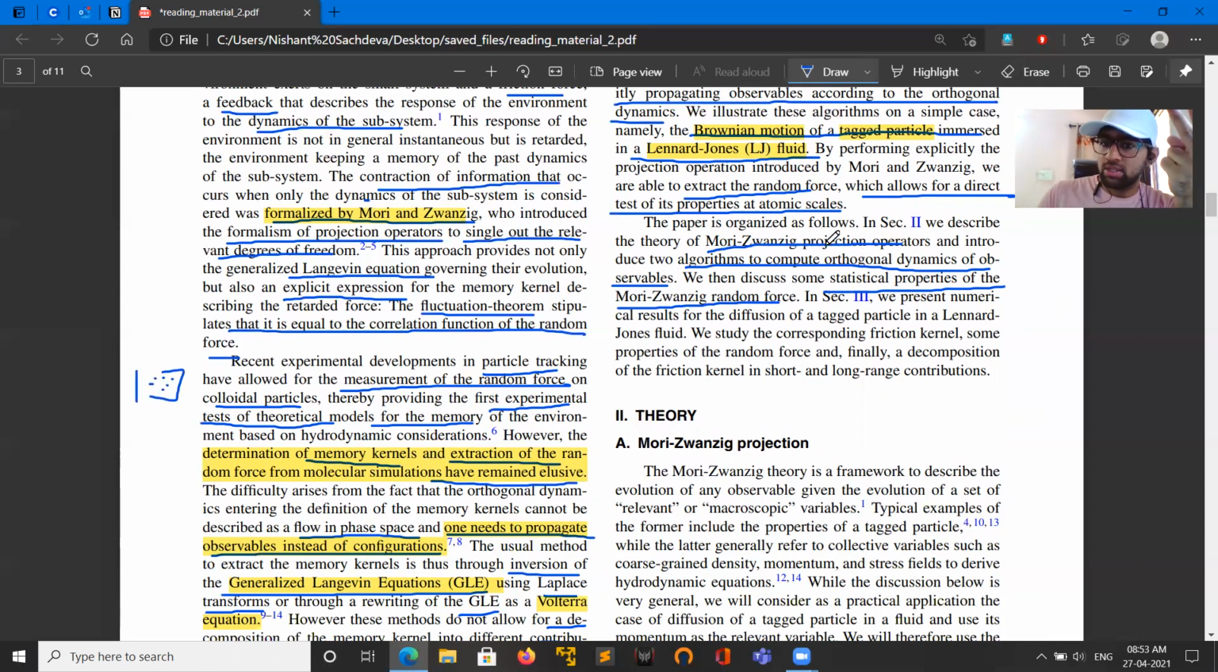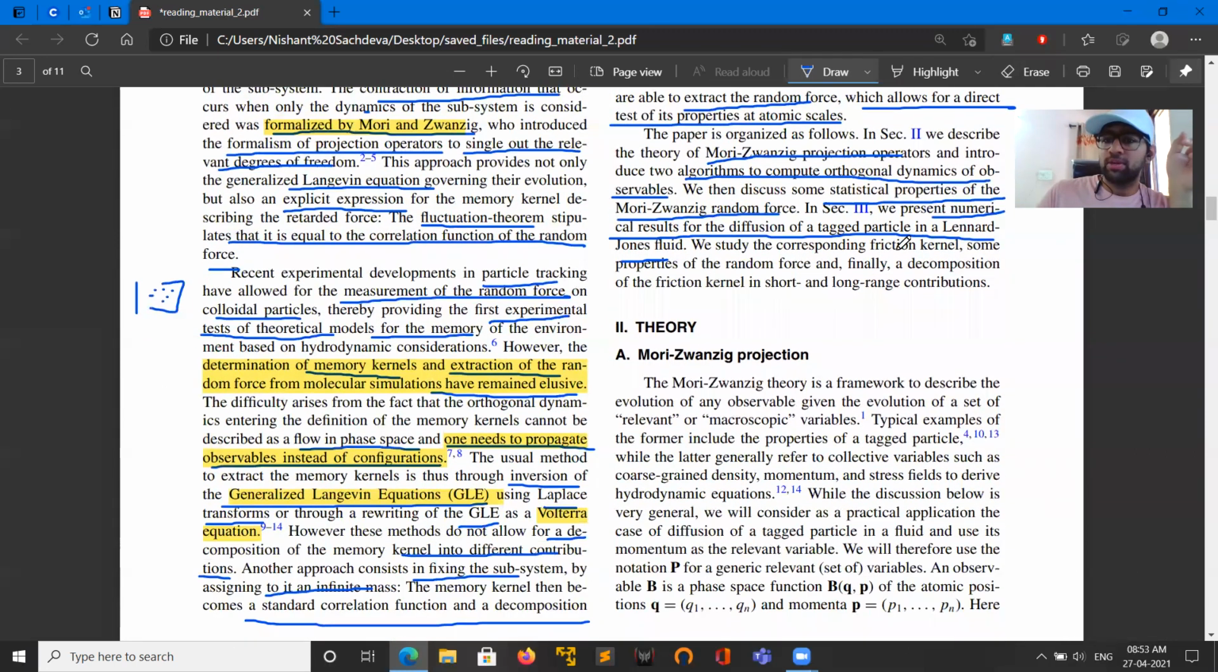Then we got the two algorithms to compute orthogonal dynamics, and then they'll discuss the statistical properties of the Mori-Zwanzig random force. In the next section after that, they'll present numerical results for the diffusion of a tagged particle in the Lennard-Jones fluid. This we studied before. So the particles have been tagged and they'll be studied there.